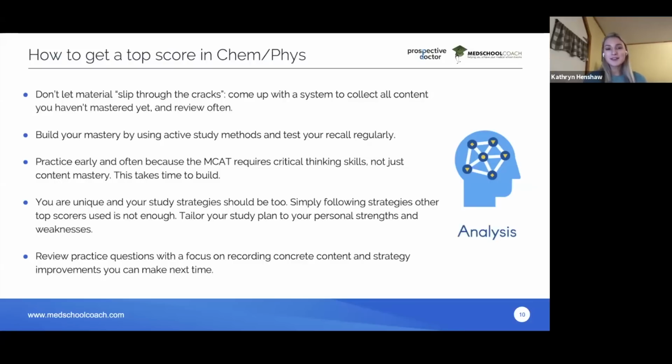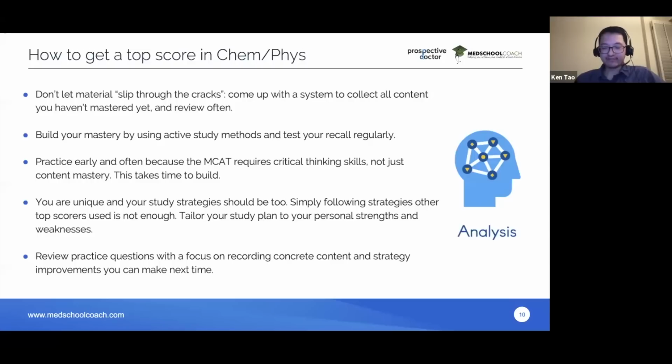So these are my tips for the Chem Phys section. There are a lot of them here, but if you can really customize your study plan to you and work in a lot of practice and mastery of the topics, you're on a good footing to getting a high score in this section.